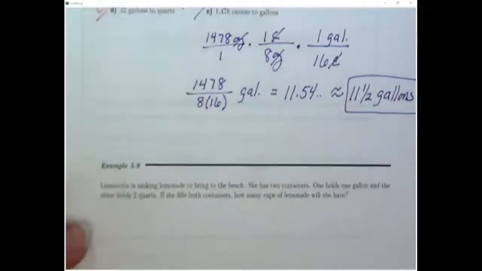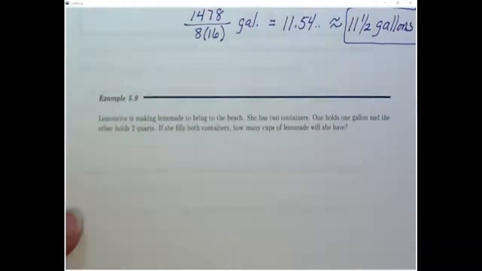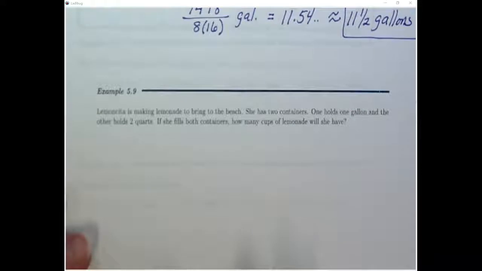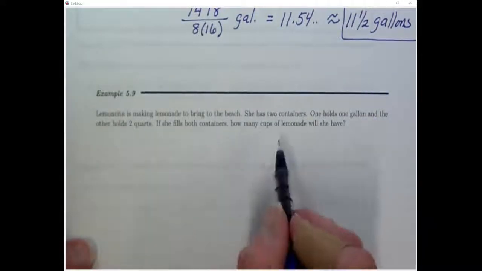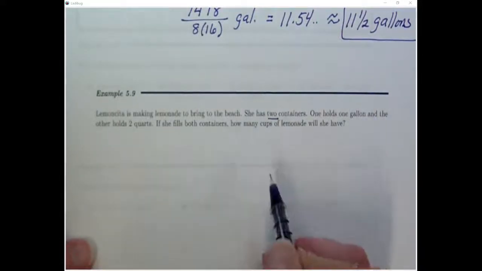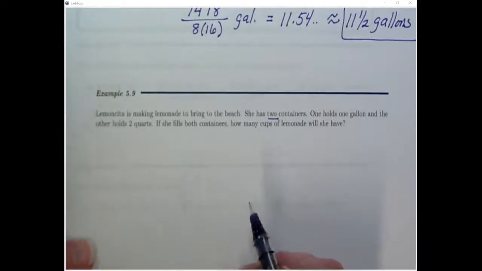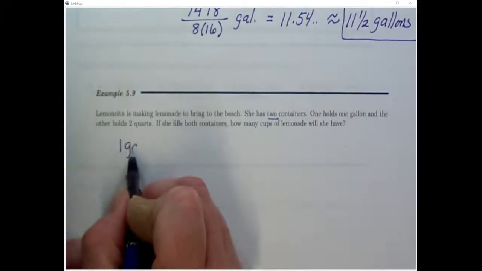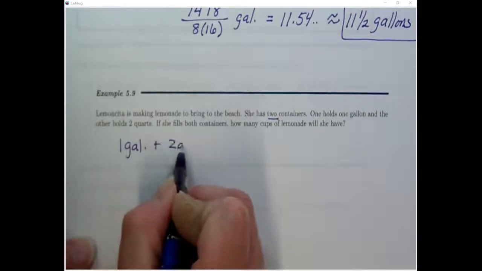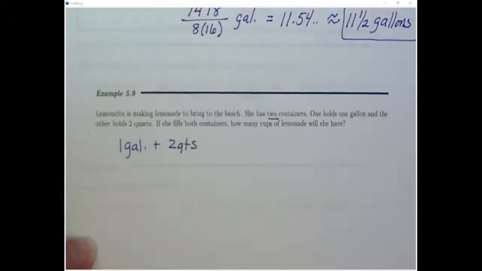Now we have a word problem. Lemon Cheetah is making lemonade to bring to the beach. She has 2 containers. One holds 1 gallon and the other holds 2 quarts. So we have 1 gallon plus 2 quarts. If she fills both containers, how many cups of lemonade will she have? So we want to convert all that to cups.